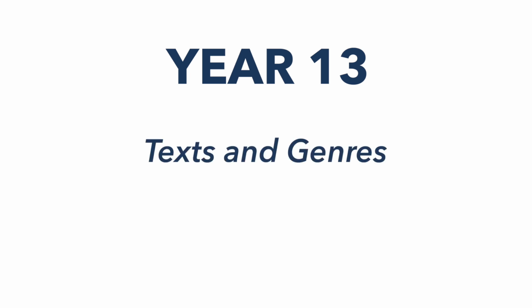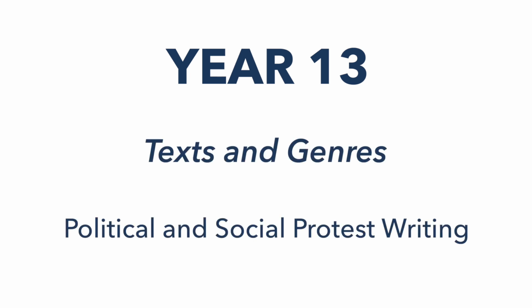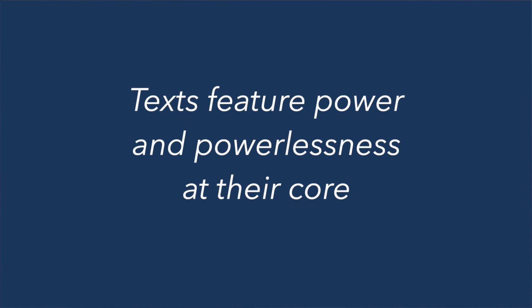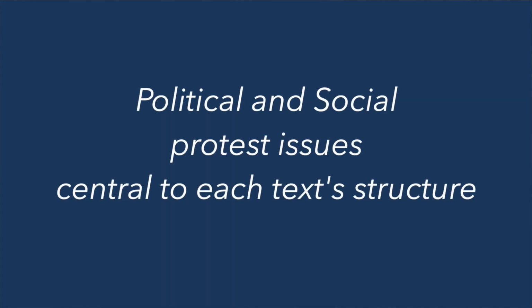In Year 13, we study a unit called Texts and Genres. In contrast to the literary genre of tragedy, the texts are grouped together as having elements of a more modern genre, political and social protest writing. This genre, which is heavily influenced by culture, is continually evolving. Although it could be claimed that all texts are political, what defines the texts here is that they have issues of power and powerlessness at their core, with political and social protest issues central to each text's structure.